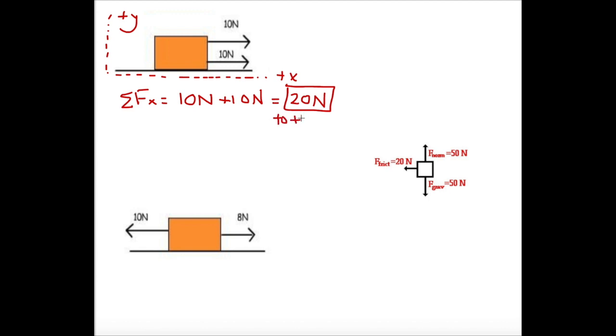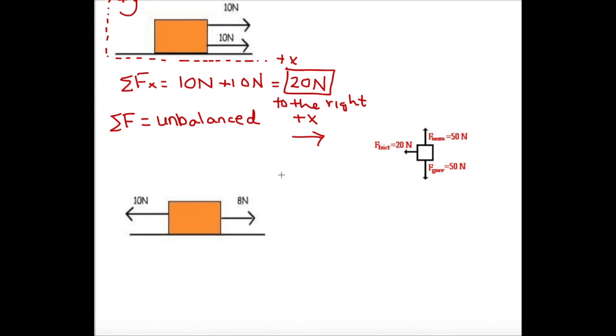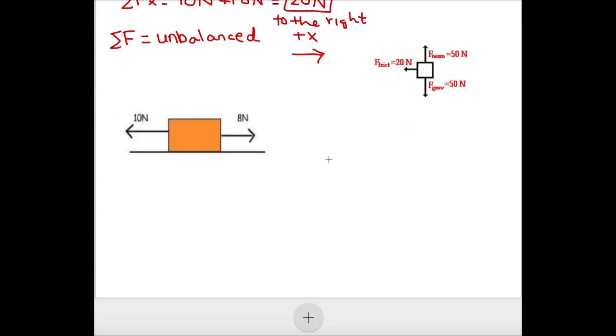Now, because this force is not 0, we do want to mention which direction this is pointing in. So since it is positive, we know that this is to the right, or we could say in the positive x direction, or just to the right. We also know that since the sum of the forces is not 0, this is what we call unbalanced. So the forces acting on this particular object are unbalanced, and they're unbalanced in the rightward direction.